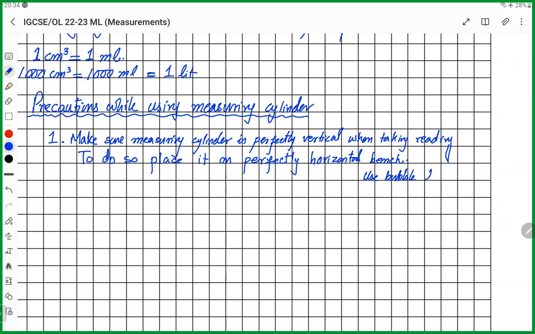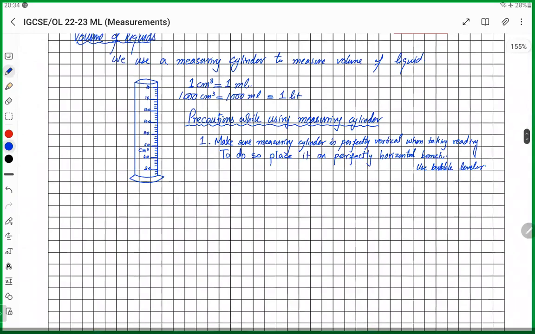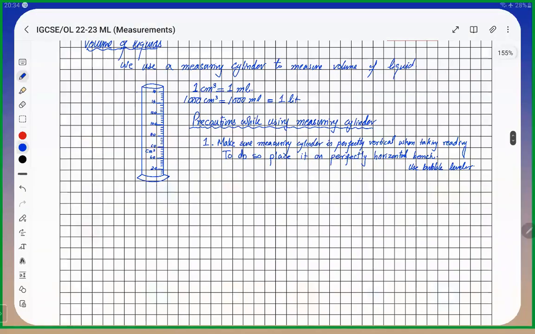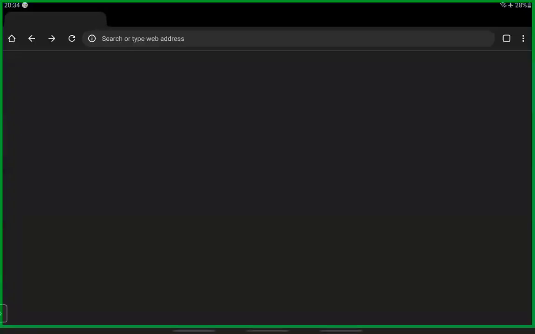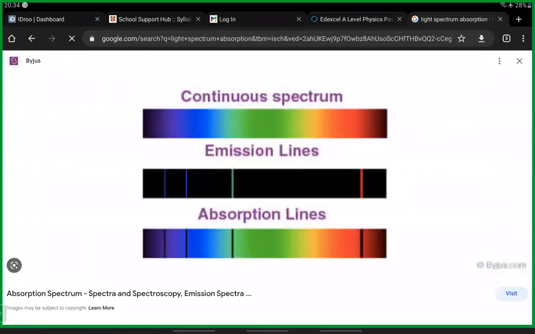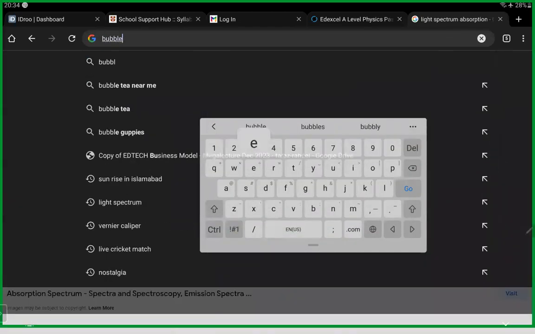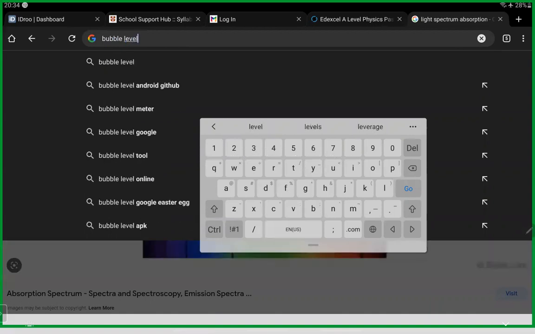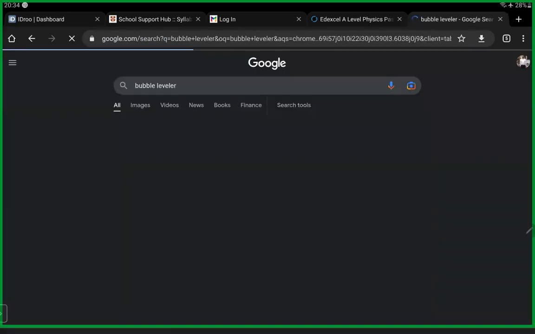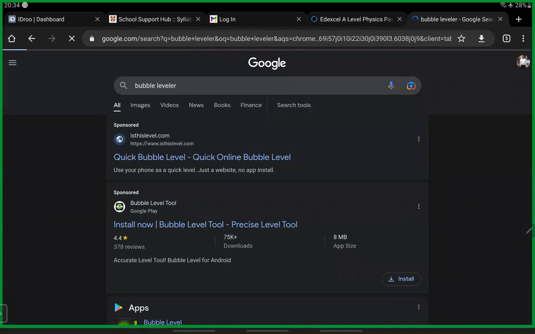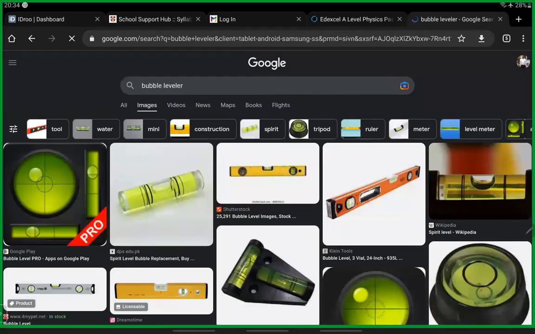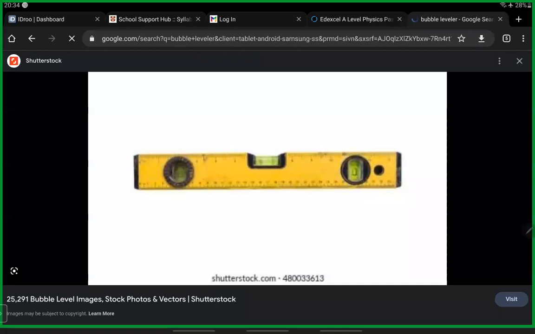Teacher, what's a bubble leveler? It is a device that has a bubble in it. It has liquid and then it has some bubble in it. And those bubbles let you know whether something is horizontal or not. You must have seen this thing. It is a very common thing. Normally, it is at homes as well. Oh, yeah, okay. I know this, I know this.